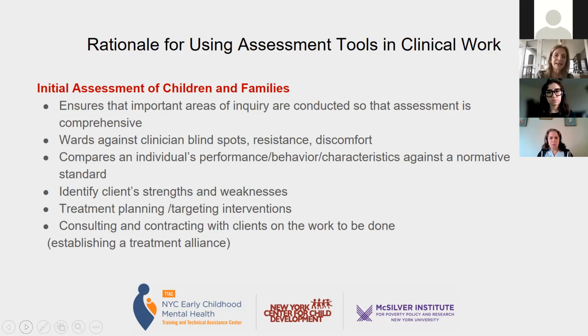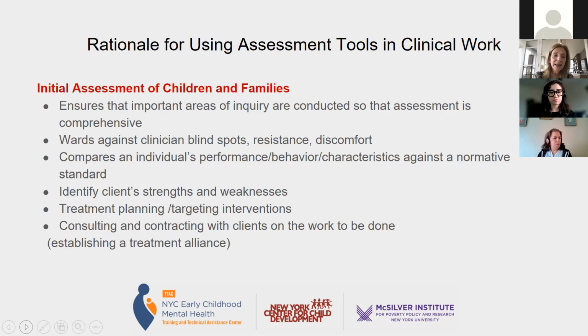It also guards against clinician blind spots or resistance or discomfort. We'll get to the ACE as an example of that toward the end of this discussion. Sometimes we are reluctant or uncomfortable asking certain things, so using measures helps us make sure that we don't have blind spots or resistance to checking into certain kinds of information. Again, we mentioned this before, it compares an individual's performance or characteristics against a normative status. And we've said most of these other things: we identify strengths and weaknesses and we plan interventions.